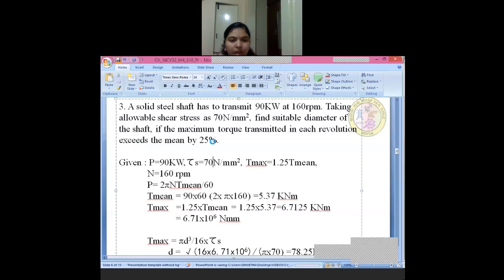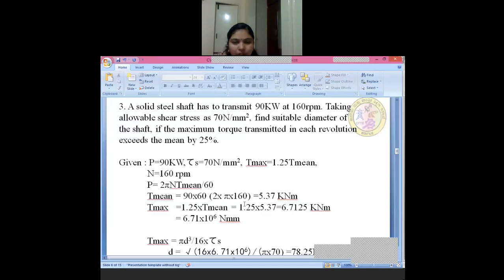And then a suitable diameter, they are asking, if the maximum torque transmitted in each revolution exceeds the mean by 25%. T max is equal to 1.25 T mean. That is what it means. So now we will find out the diameter.